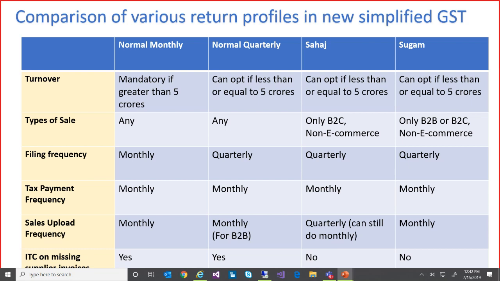Even if you select the normal returns there, and ITC of the missing supplies. So for the first 6 months, I think, of the introduction of this, the government will allow you to claim the credit on the invoices which are not reported by the supplier. You can disclose those invoices and claim the credit. But the government will allow this only for 6 months. And after that, the normal process will be there. You cannot report those invoices missing on the portal. So that will not be available after that.